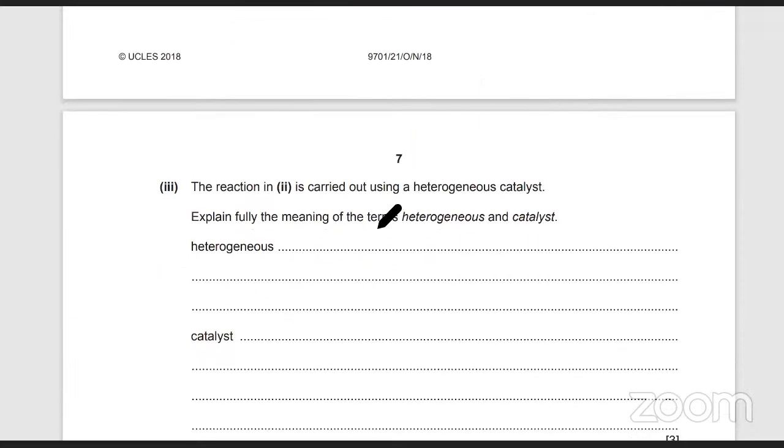What's a heterogeneous catalyst? It does not have the same state. So the reactants and your catalyst don't have the same state or phase.